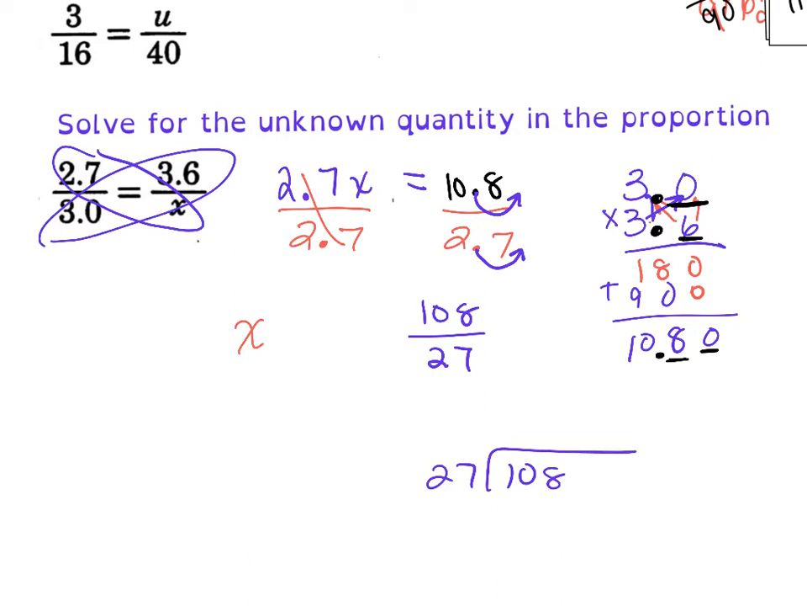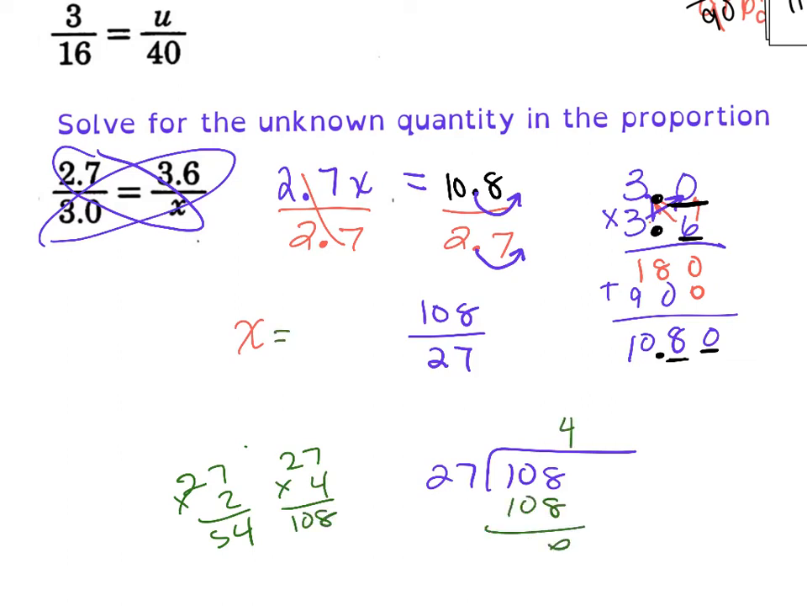So now I'm going to try out to see what's 20. I know 27 times 2 is 54, just because I memorized it, and that means times 4 is 108. So the answer is that x is equal to 4.